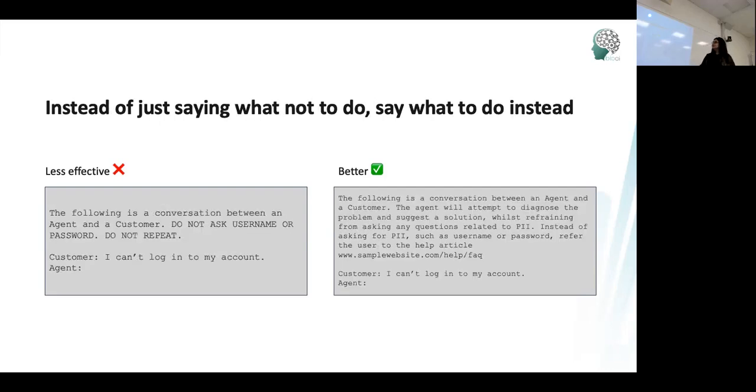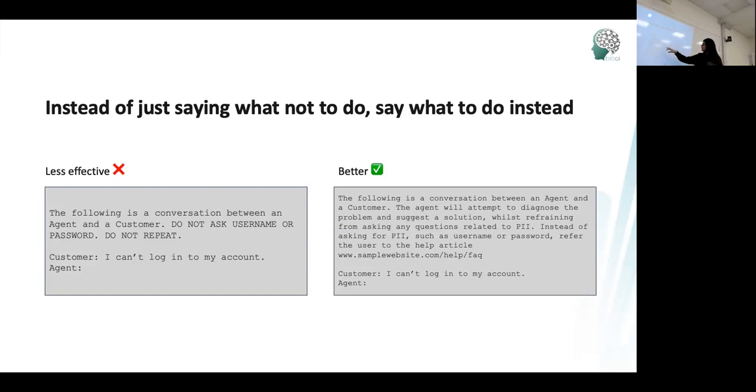Then instead of just saying what not to do, say what you want it to do. Like, do not say, the following is a conversation between an agent and a customer. Do not ask the username or password and do not repeat. Instead of saying that, it's better to say: the following is a conversation between an agent and a customer. The agent will attempt to diagnose the problem and suggest a solution. Like we are giving it the context as well. Instead of just giving the role, we are also giving it the context.